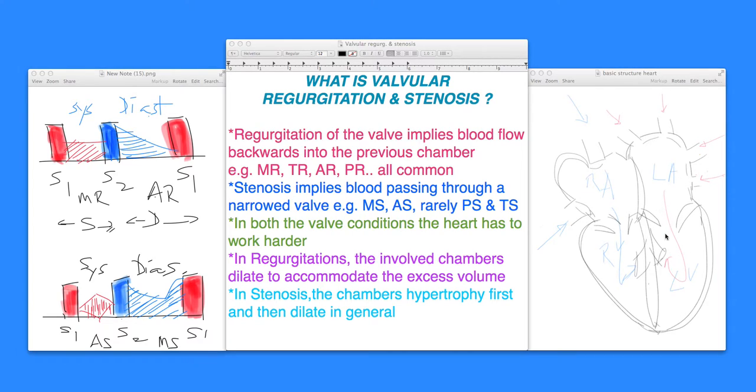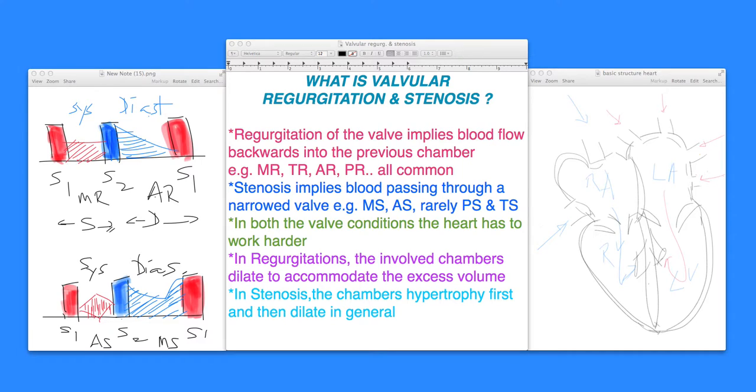The left atrium conducts blood to the left ventricle through the mitral valve. The right atrium sends blood via the tricuspid valve into the right ventricle. There's a pulmonic valve at the pulmonary artery. There's an aortic valve at the aorta, right in the left ventricle here. So we have 4 valves and 4 chambers, right?